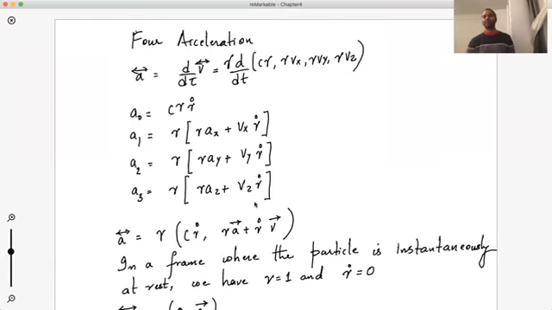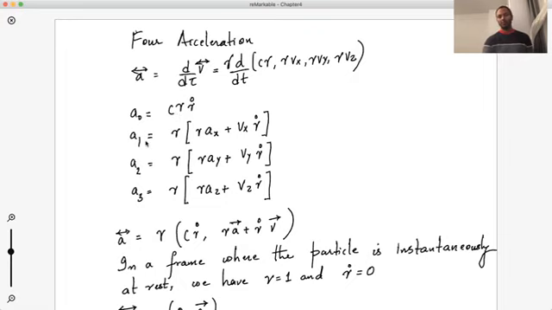Okay, so let's go one step further. Now we're going to do 4 acceleration, right? So we have the 4 velocity. We again take the differential with respect to proper time. That becomes gamma times the differential with respect to coordinate time. This is the 4 velocity vector, so we're going to take the derivative of the 4 velocity. If you take the time-like component, c comes out of the derivative, and the derivative of gamma is just gamma dot. So that's the time-like component, the first component of the 4 acceleration.